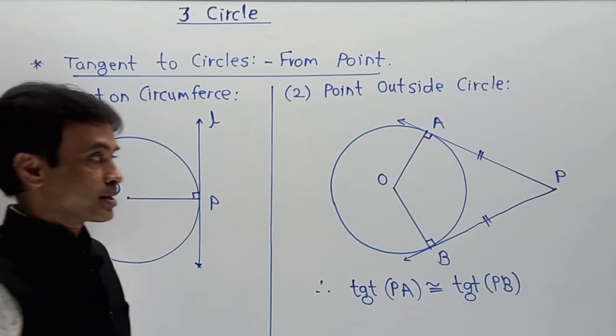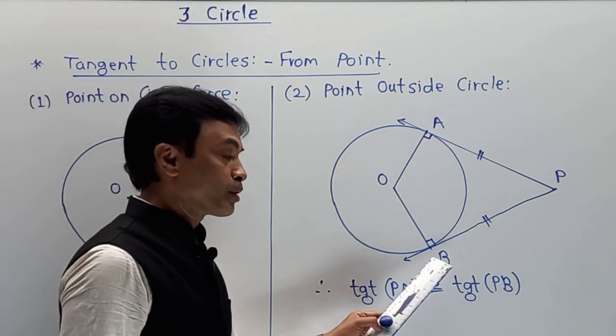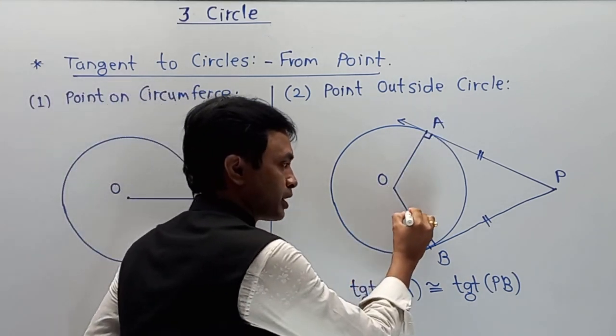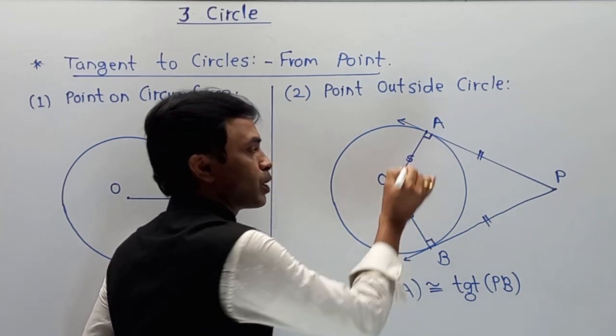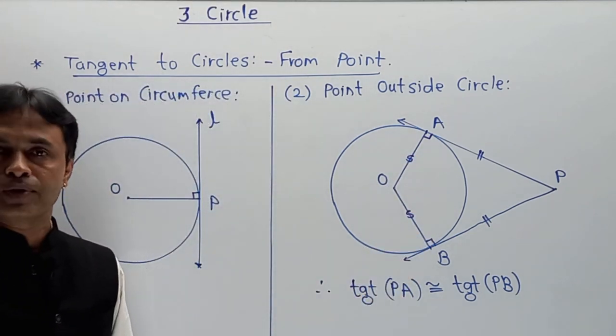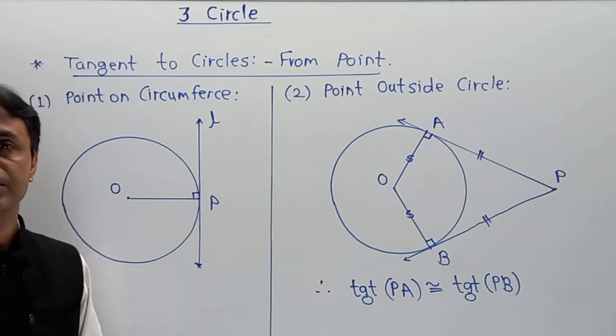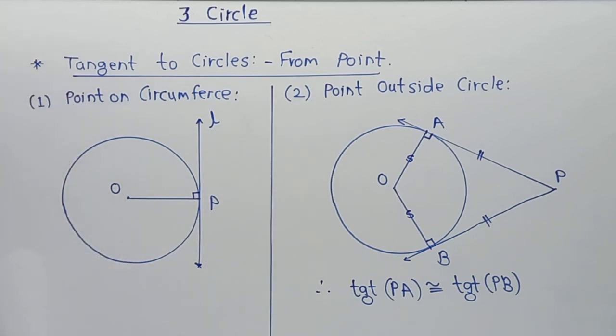Next, radius OA is equal to radius OB. So don't forget, radii of a circle are always congruent. You should know all these basic concepts when you are going to start the topic called circle.